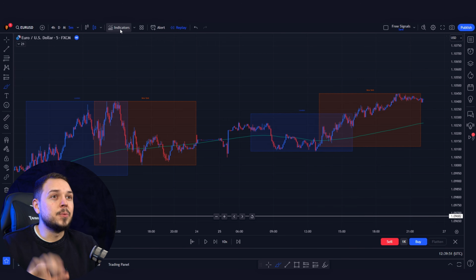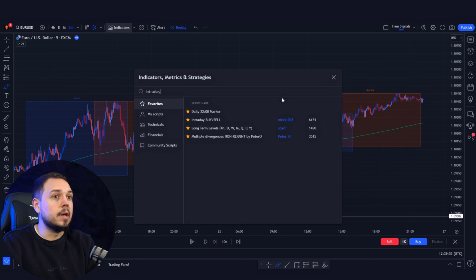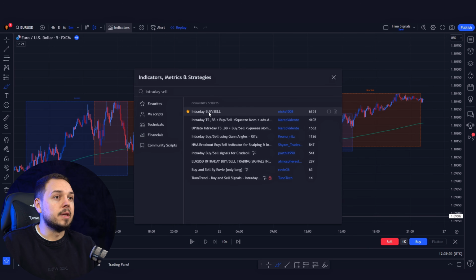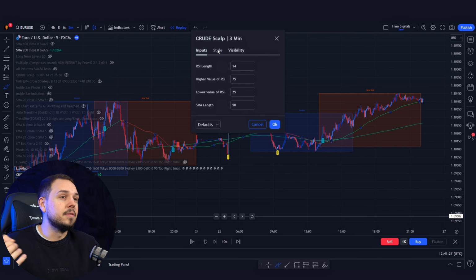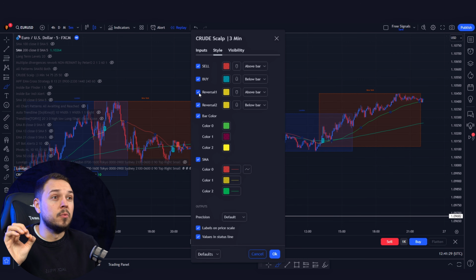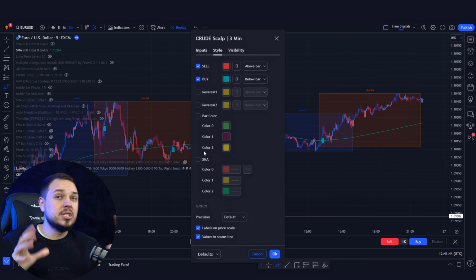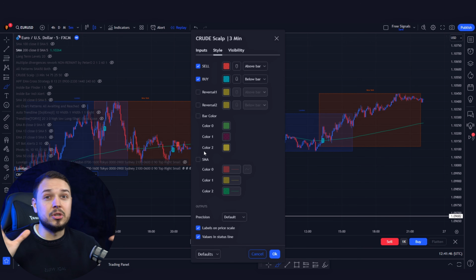And last but not least, we need another indicator, which is called the intraday sell. We can find it just over here. It's by Nix 1008. Add it to your charts. The settings for the indicator are default. However, in the style, we need to remove the reversal, the bar color, and the SMA line. Just to make it as clear as possible, having cluttered charts never helps.